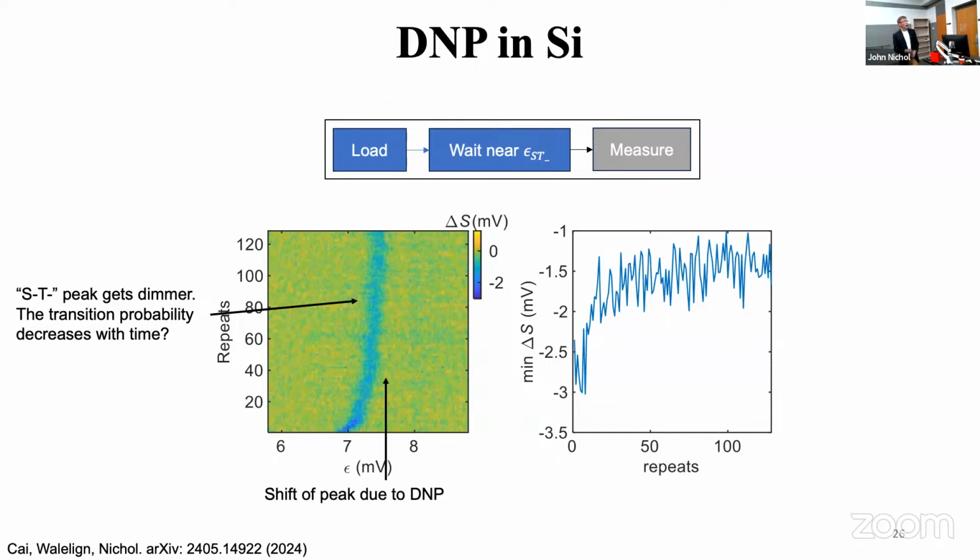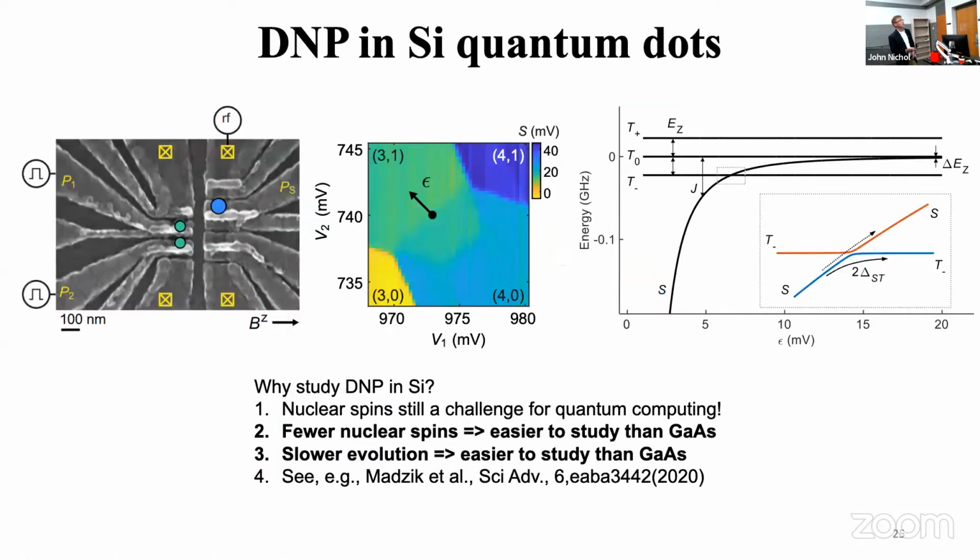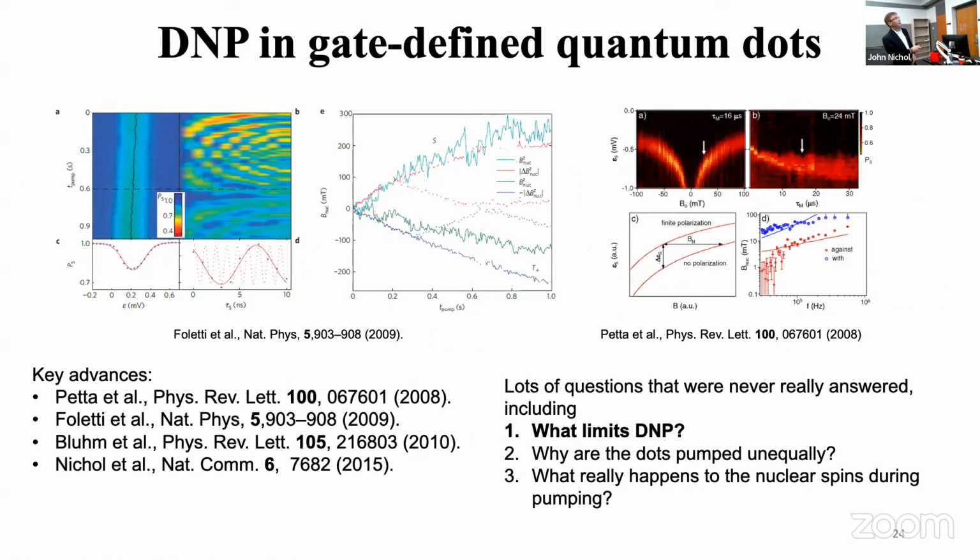or things like this. The other interesting thing, though, the thing that's perhaps more interesting, is this signal, the peak signal, actually gets dimmer as time goes on. All right, so as we do this more and more, the probability for the singlet to make a transition to the triplet decreases, even though we're not changing anything about how we run the experiment.